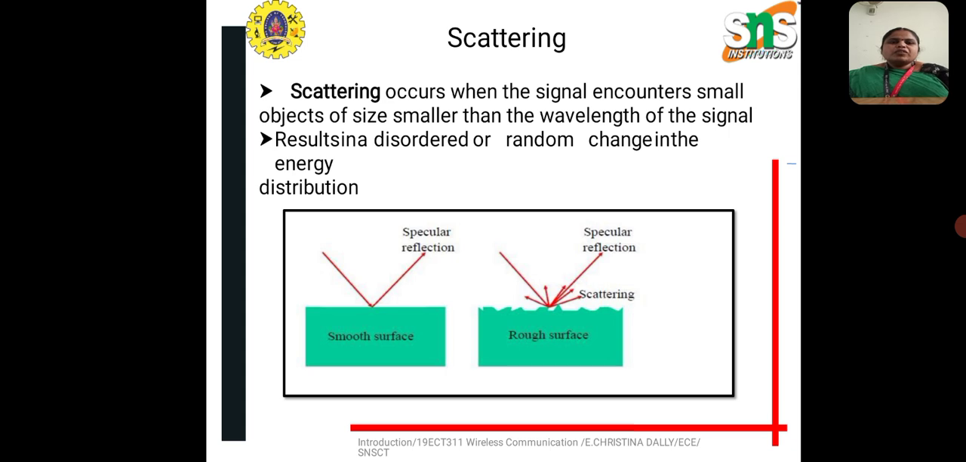The next one we are going to discuss is scattering. What do we mean by scattering? Scattering occurs when the signal encounters objects of size smaller than the wavelength of the signal. It results in a disordered or random change in the energy distribution. It depends upon whether the surface is smooth or rough. On a smooth surface, we have specular reflection. At the same time, when it touches a rough surface, it will be scattered.